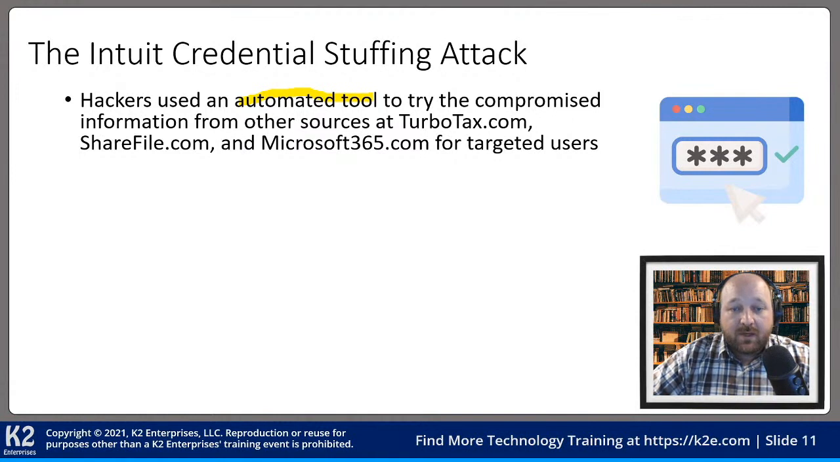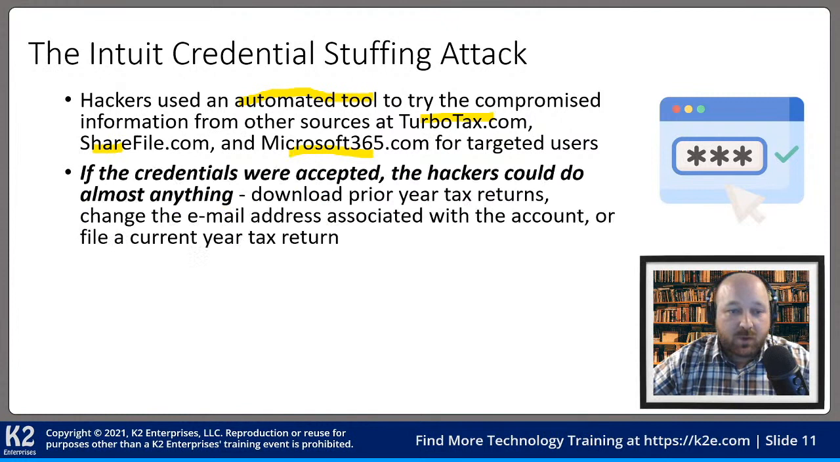TurboTax, for example, was compromised. ShareFile was compromised. Microsoft was compromised, as well as others. If these credentials were accepted, the automated software would know that they were accepted, flag that as a valid account, and then hand that information over to the attacker. Now, in the case of TurboTax, here's what ended up happening. They were able to take this information and download prior tax returns, including data that was unencrypted, with the taxpayer's full financial records, including W-2s, 1099s, Social Security numbers, and so on and so forth.